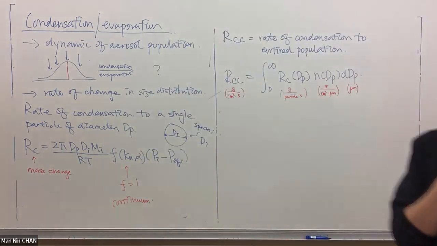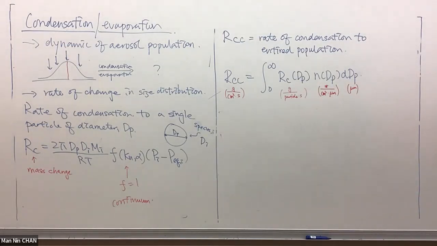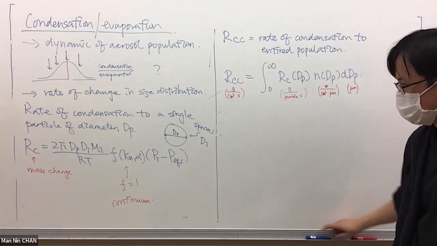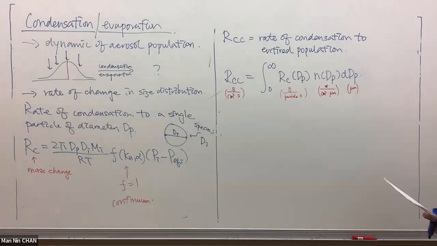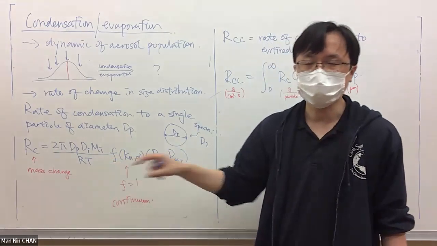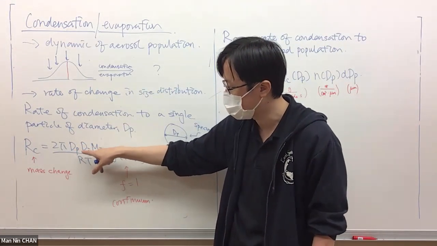Okay, just to simplify our discussion, but of course we don't need to make this assumption when you do your calculation, just on the whiteboard I assume this is equal to 1, so I don't need to write this down every time. If you look at this RC term, most of the parameters are constant. The only thing is your dp, so the dp will change.